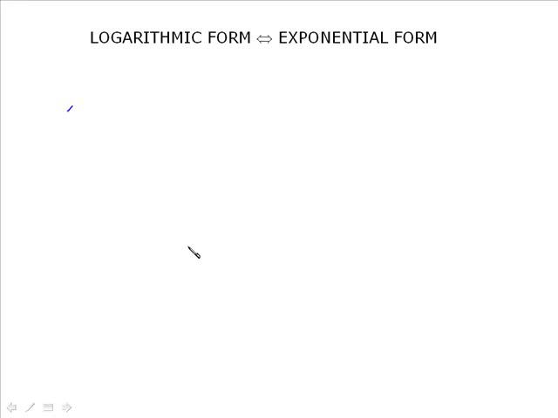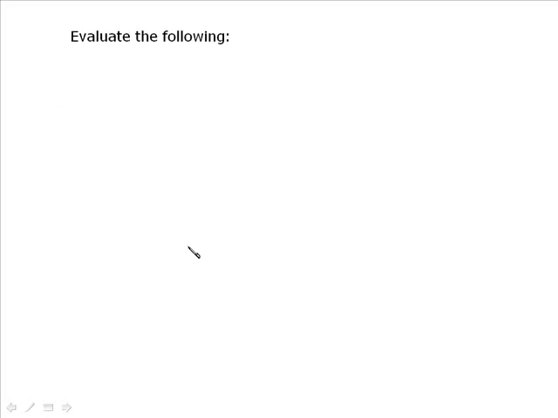This is a lesson on conversions between logarithmic form and exponential form. Very similar to what we did previously in the previous lesson. However, these are more special cases and oddball questions that don't really introduce any new concepts but require us to apply what we looked at earlier. So to start, we will just evaluate a few questions.